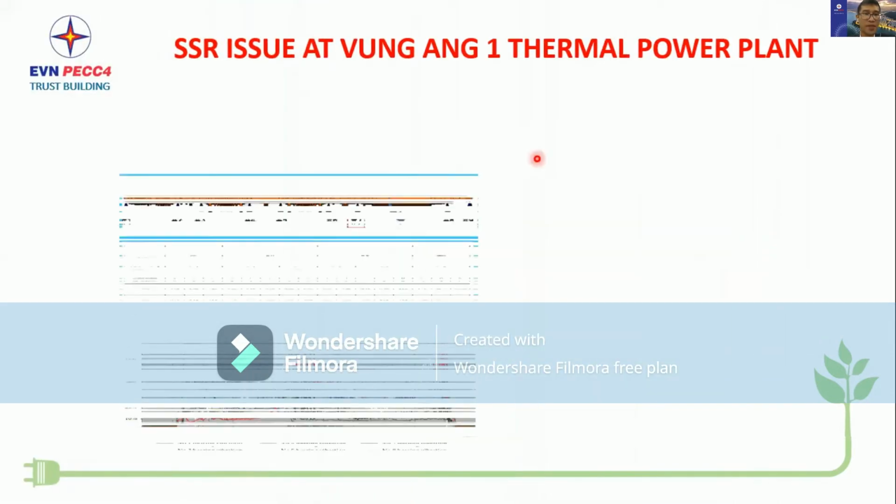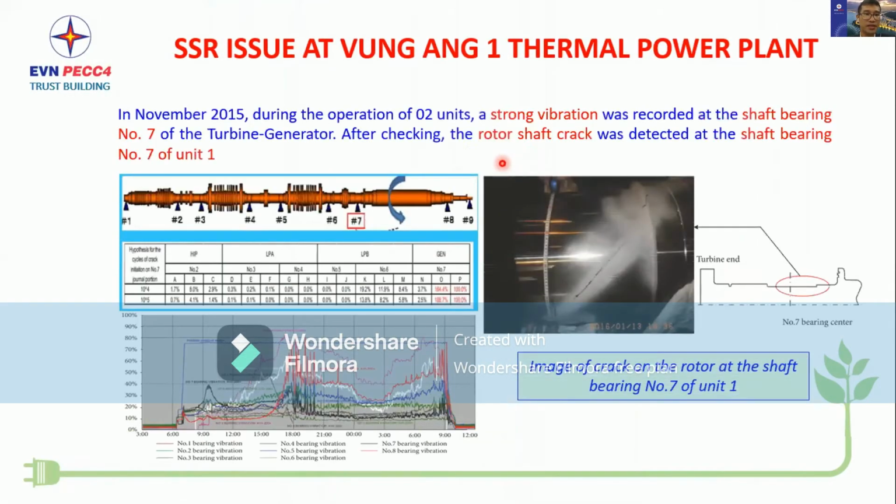So what happened to this power plant? In November 2015, during the operation of 2 units, a strong vibration was recorded at shaft bearing number 7 of the turbine generator. After checking, a rotor shaft crack was detected at shaft bearing number 7 of unit 1. You can see here the image of the cracks on bearing number 7 of unit 1.